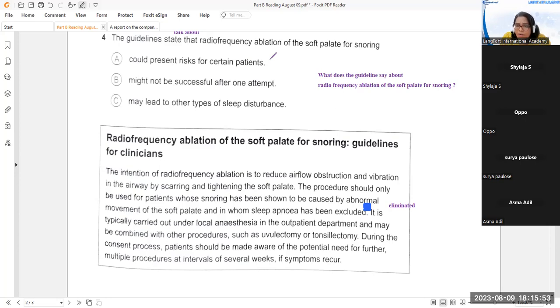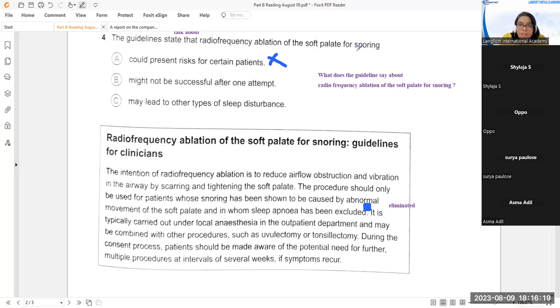Shailaja, Anup, Surya, what do you guys think? Have they talked about risk of the procedure? Nothing, ma'am. So we can reject it. No risks, right? They told you that you can only carry out this procedure if the patient's snoring is because of abnormal movement. They might need further procedures if the symptoms recur. It can be combined with other procedures, but nowhere have they talked about risks. So A is not the answer.